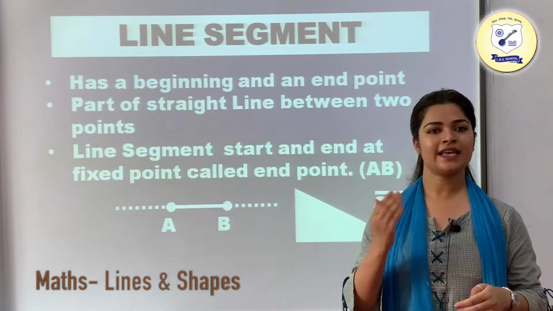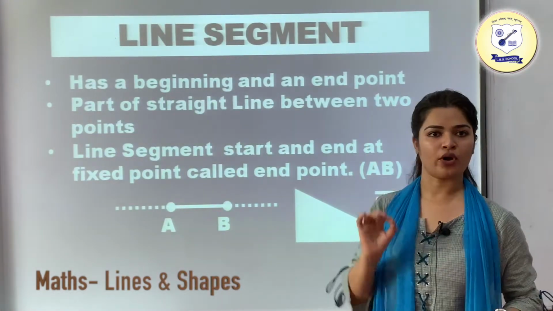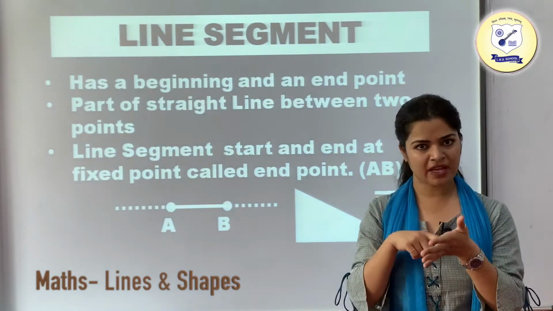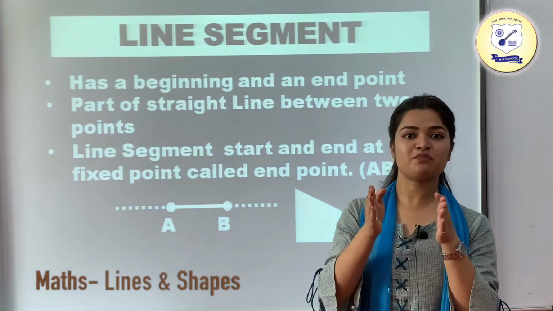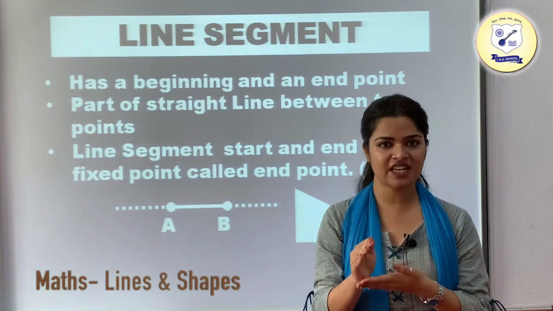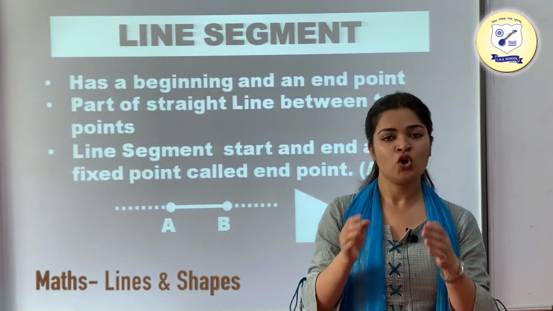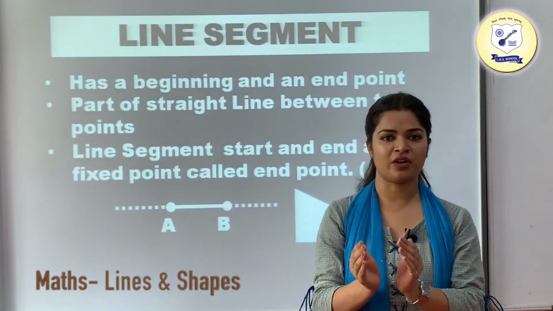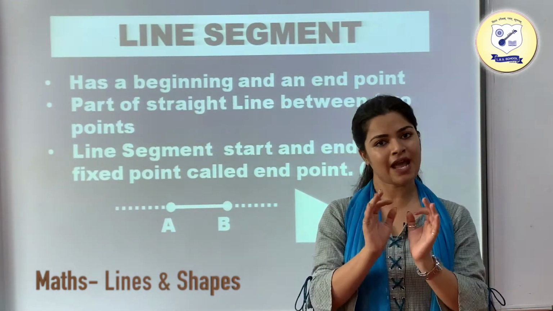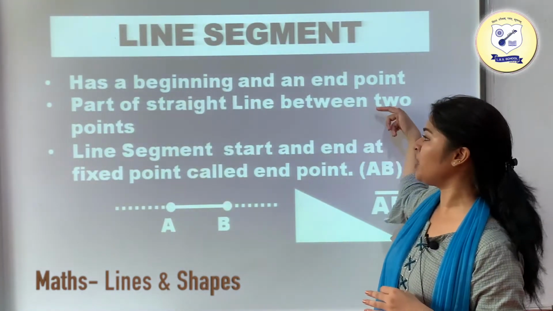Now what is a line segment? It has a beginning point and an end point. If you are drawing a line of a fixed measurement, say I want to draw a line of 5 centimeters, it is going to have a beginning point and an end point. That is your line segment, which has a fixed measurement, whatever measurement you want. So it is a part of a straight line between 2 points.